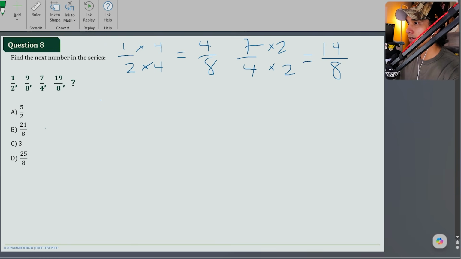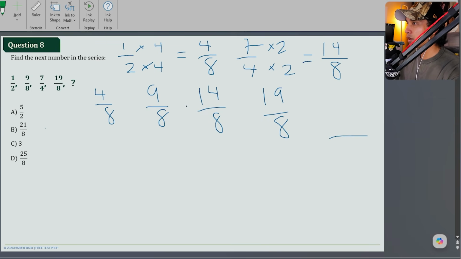So I'm going to rewrite the sequence. 4 over 8, and then 9/8, and then 7, or I'm sorry, not 7, 14/8, and then 19/8. Okay? And then the next number over here. Well, what happened? Okay, 4 to 9, right? 4 to 9. Well, that's plus 5. 5/8, right?